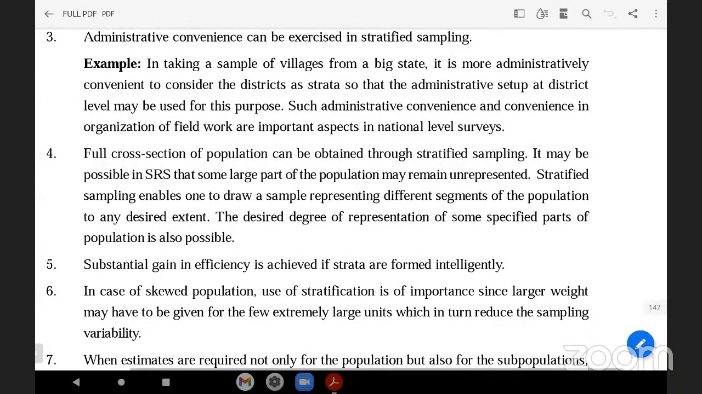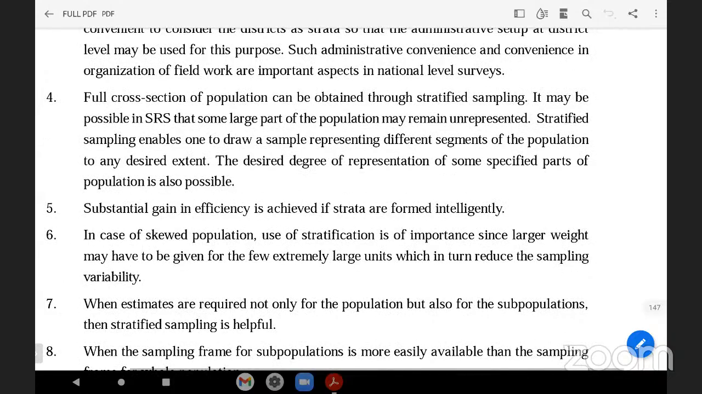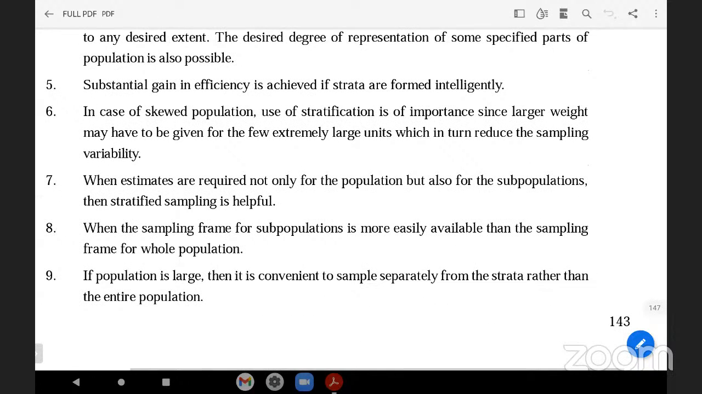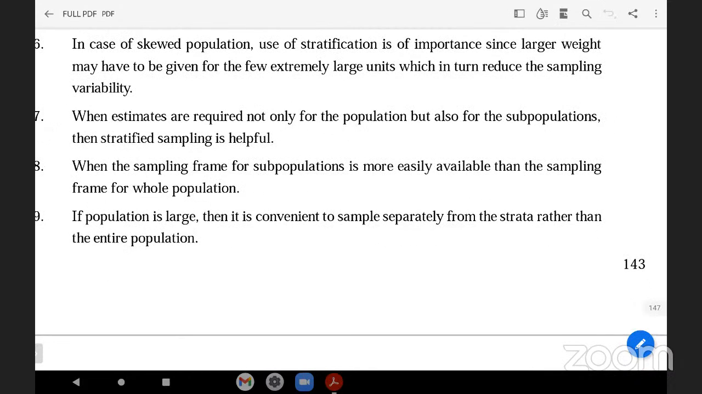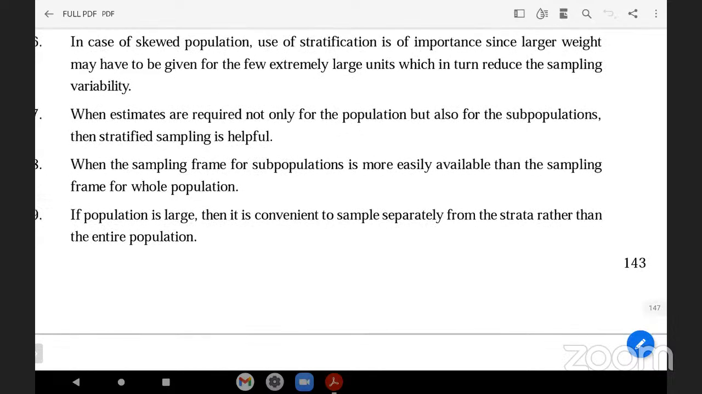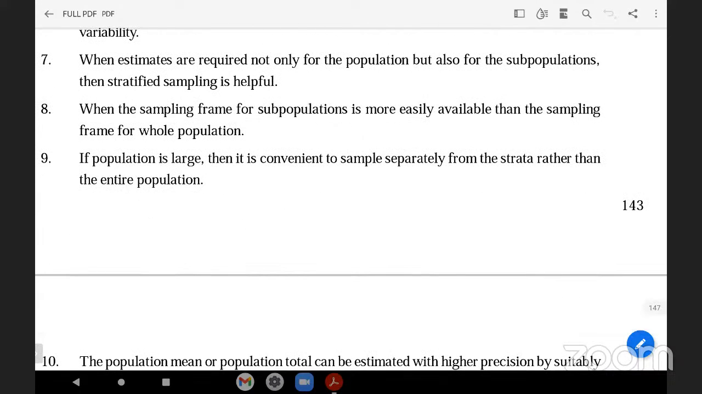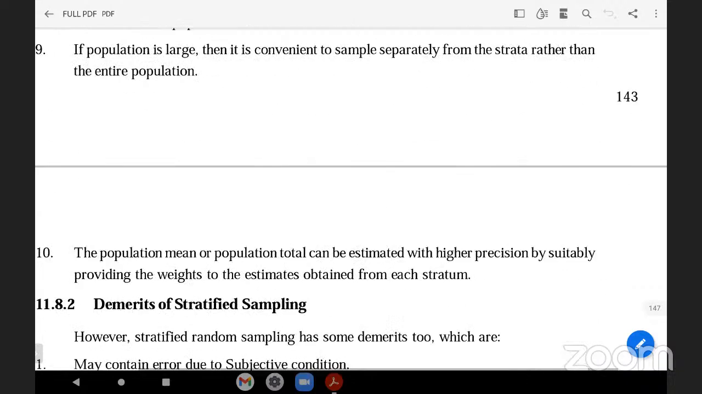It is like sampling villages, people, big data, like here SRS. The efficiency is achieved in the strata, formed intelligently, so there is a gain in efficiency by using the strata. Right? Because you are dividing into subclasses and you are checking each and every case. That is the advantage. Next, estimation is required not only for the population but also for the subpopulation. Stratified sampling is helpful, and the sampling frame for the subpopulations is more easily available than the sampling frame for the whole population. Next, the demerits.